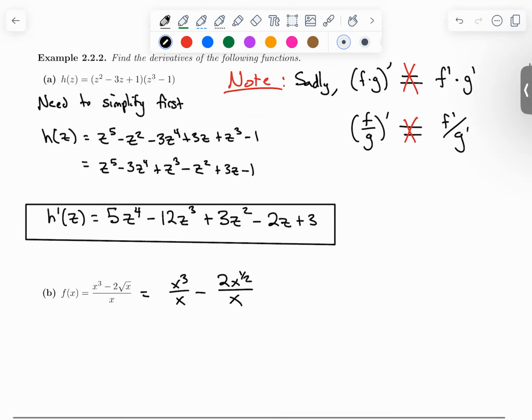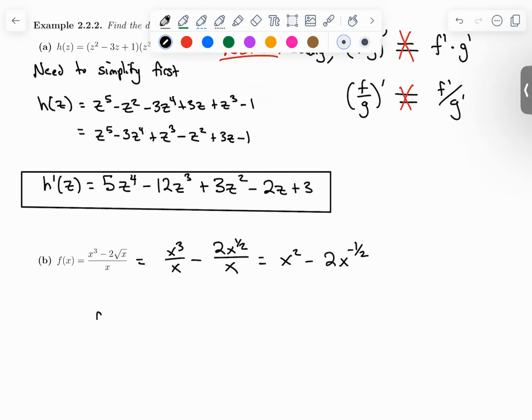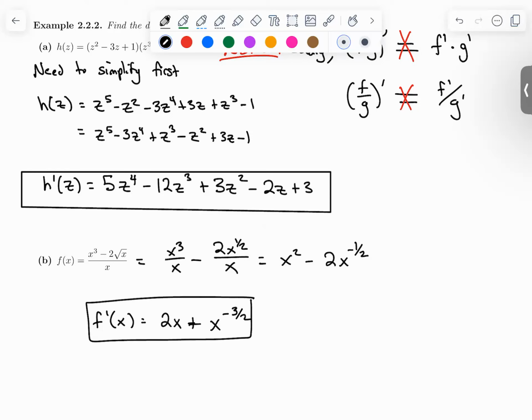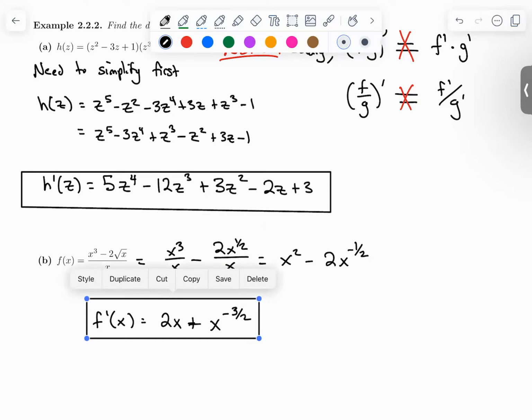So that will be x squared minus 2x to the negative 1/2. So f prime of x is 2x minus, well, actually plus now, x to the negative 3/2. I want you to try and determine why that's true. If you don't see it already, that's okay. Convince yourself of it. I will talk about it in just a moment. But try and do that in your head and justify it to yourself. If it doesn't make sense right now, that's okay.